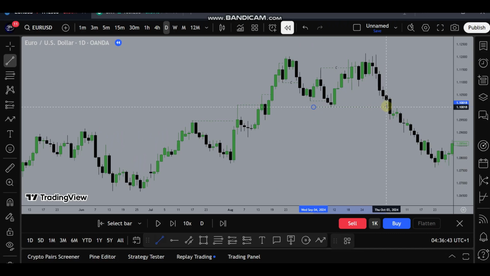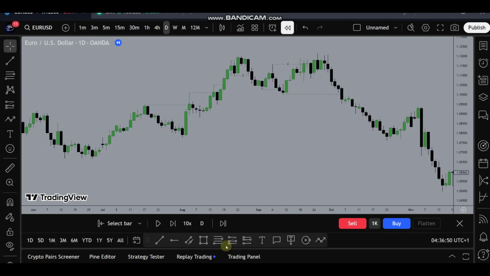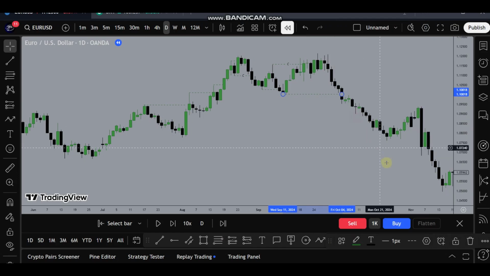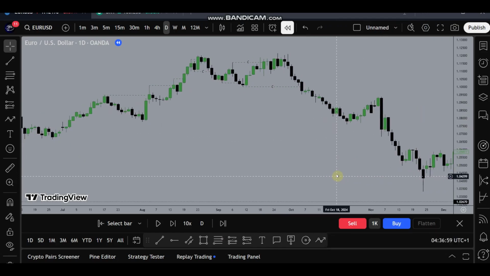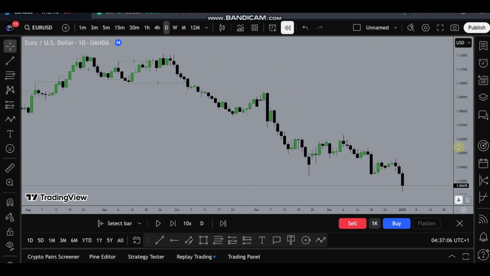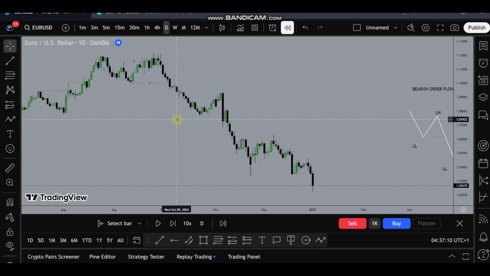Then price closes below this low, making it again a change of character. That means you are back to a bearish order flow again. From here, price was trending down. After price changed character, price was trending down until price made this low.